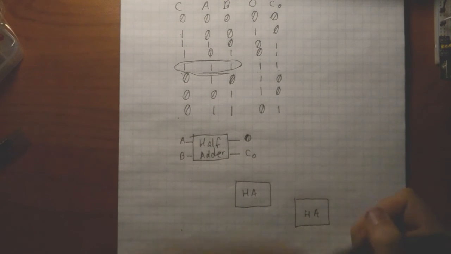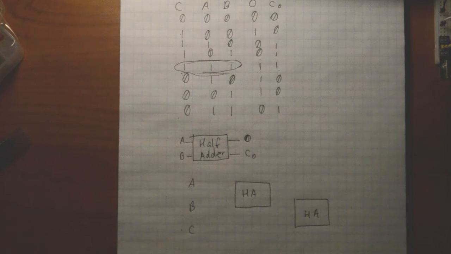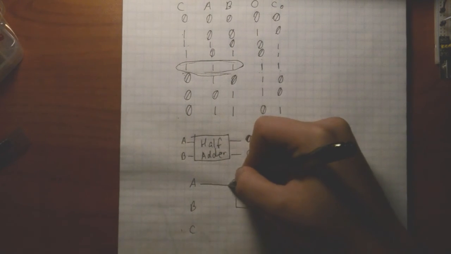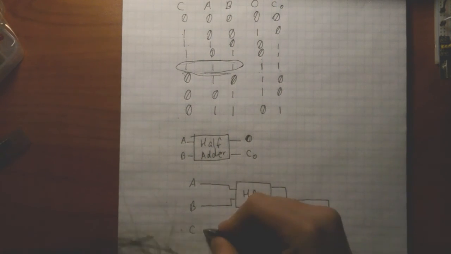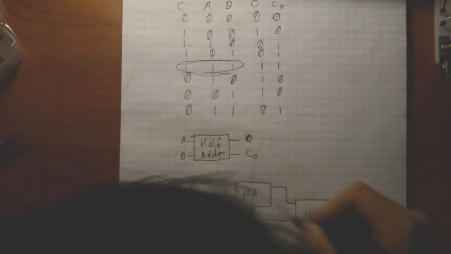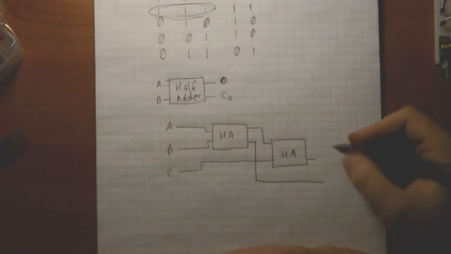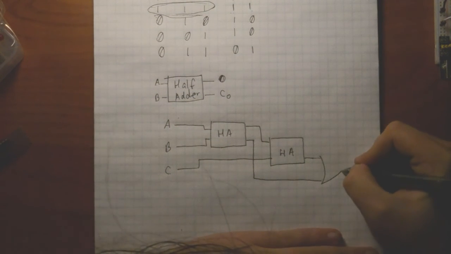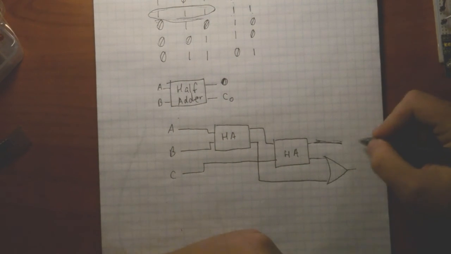So you have your A, your B, and your C. All you do is your A and your B go into here. This comes over here. Your C goes into the bottom of this half adder, and then we're going to take the carry out bits from both these half adders, and we're going to OR them. And this will give us a full adder.